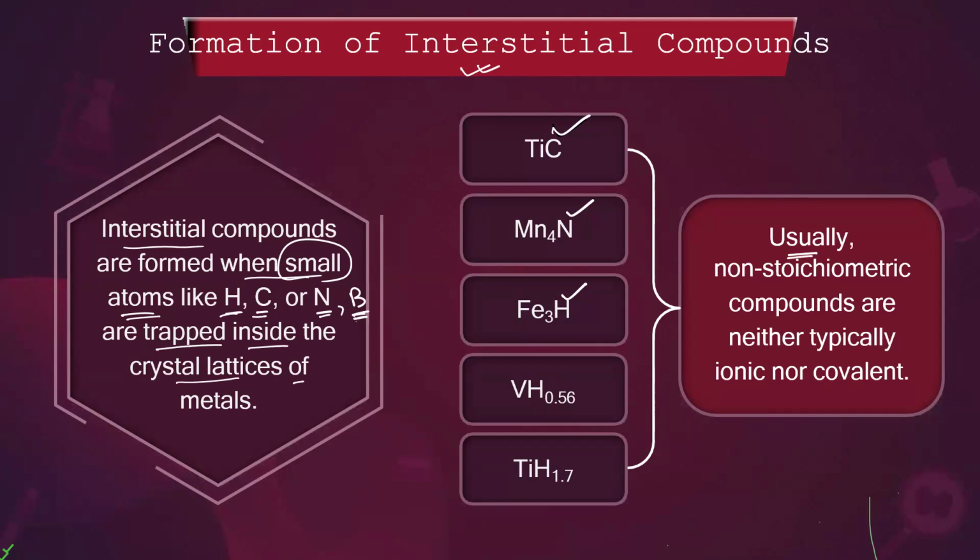Usually these are not stoichiometric compounds. Here you can check: vanadium is 1 but hydrogen is 0.56. This is not a whole number ratio. This is not fixed, it can be changed.